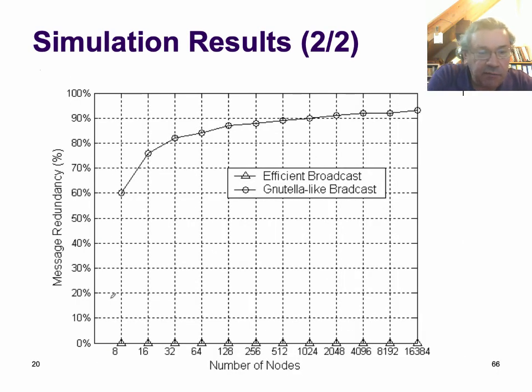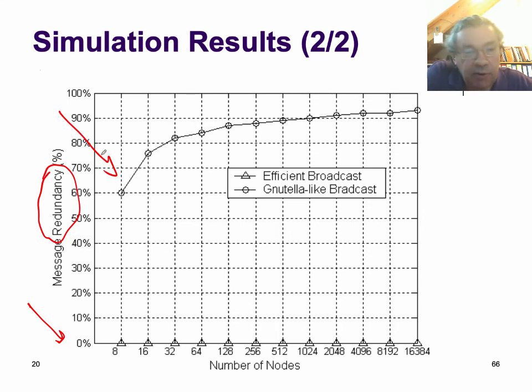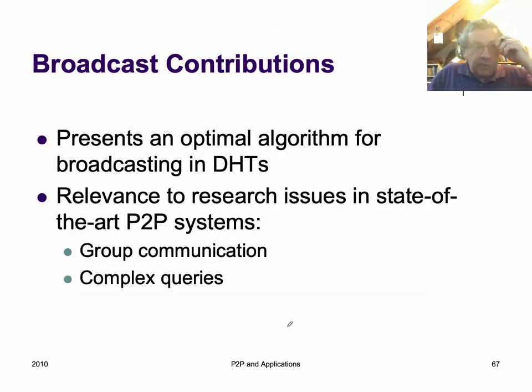So it's many more redundancy. And if you look at it in a different way, if you look at the message redundancy, that means how many of the messages are actually redundant or not needed. In the efficient algorithm, there's 0 redundancy. All the messages are needed. In the Gnutella-like algorithm, the redundancy goes up, and it goes up to more than 90% once we get up to 1,024 nodes. So this broadcast algorithm shows that using the DHT structure, we can actually provide an optimal algorithm for best effort broadcast.